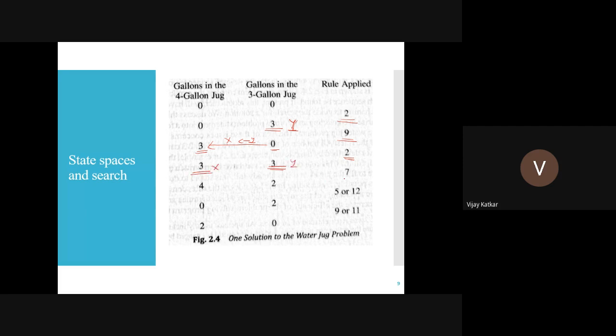Now you can use rule 7. What does rule 7 say? Shift the water: I can transfer some water from Y to X such that X will be full. So in X there was 3 liters of water. I transferred water into X and it became full.